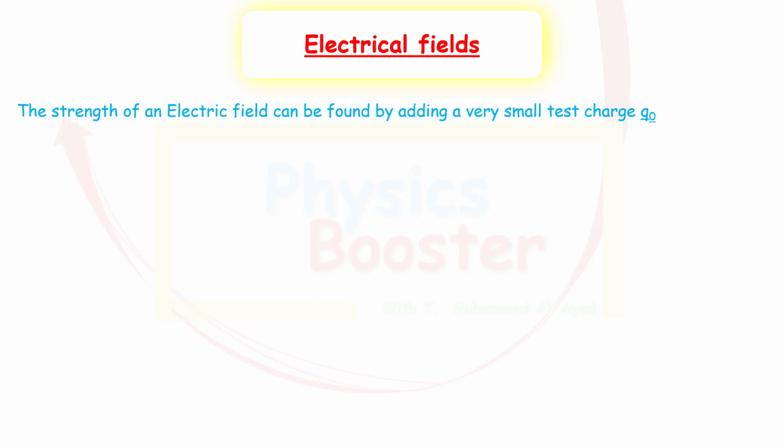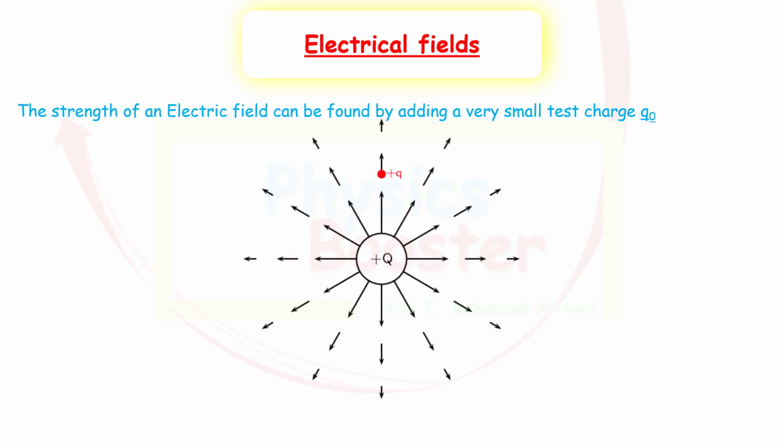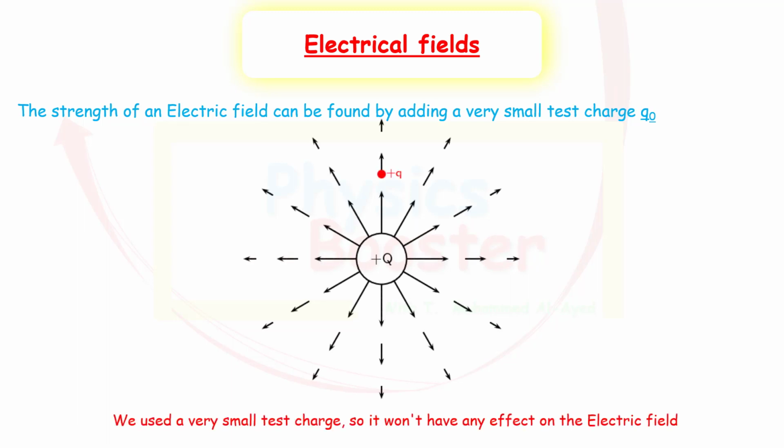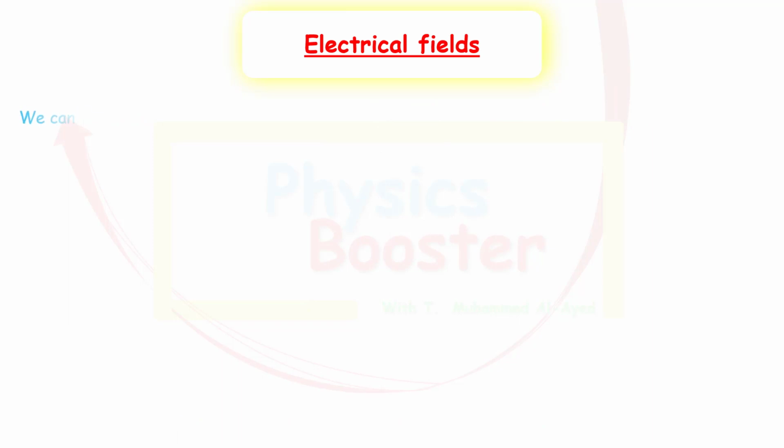Now, how can we find the strength of the electrical field itself? A very simple experiment was done to do that. The strength of the electrical field was found by adding a very small test charge, and let's call this Q naught. We used a very small test charge so it won't have any effect on the electrical field, because we saw before that if we have two electrical fields, they will create a combined electrical field. So we are using a very small particle, so it won't affect this electrical field. And we were able to find the electrical field using a very simple formula.